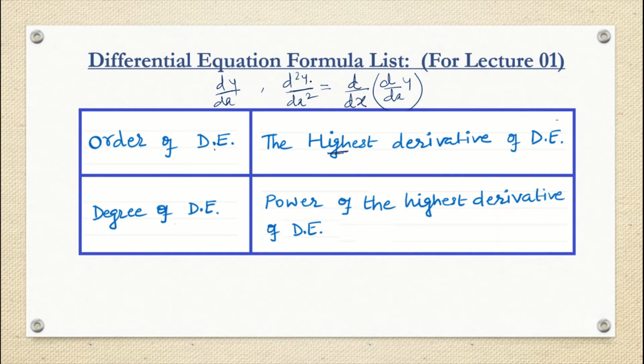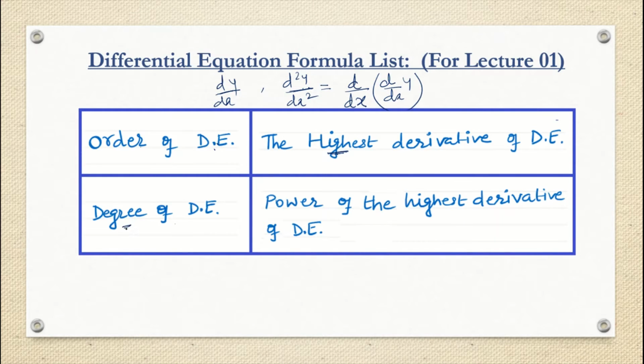So this derivative is higher than this dy by dx. This way we search for the highest derivative in a differential equation, and that will be called the order of the differential equation. Now, finding the order of a differential equation is much easier than finding the degree of a differential equation.